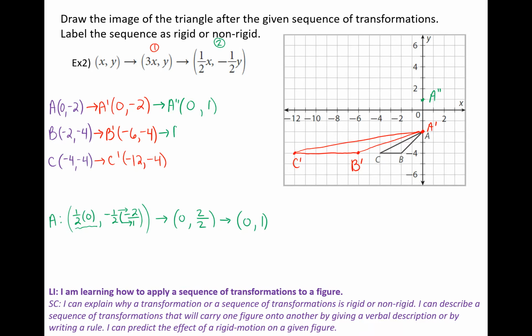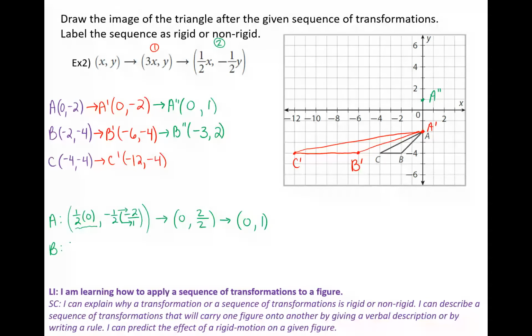So I have b double prime. Again, I'm going to follow the rule which says basically take half of it. So half of negative 6 would be negative 3. And negative half of negative 4 is actually going to be a positive 2, because the negative makes a positive, and then half of 4 is the 2. All right, and then I will show the math down here though, just in case.